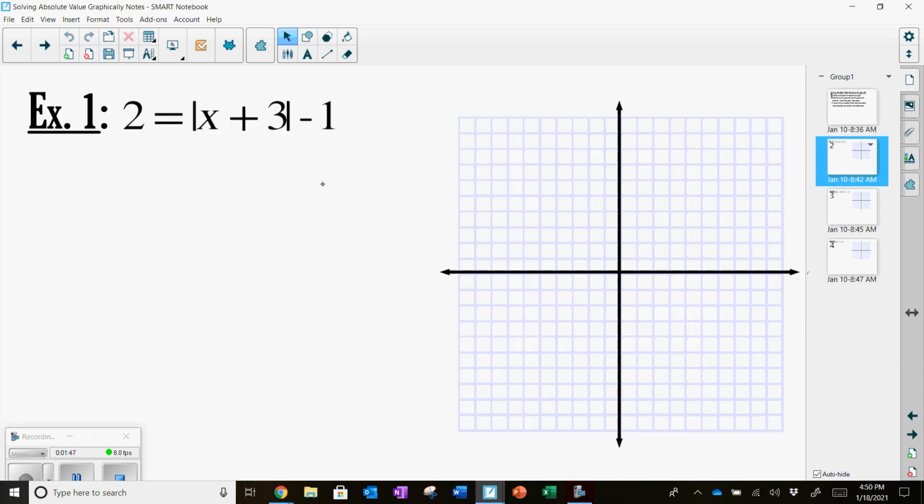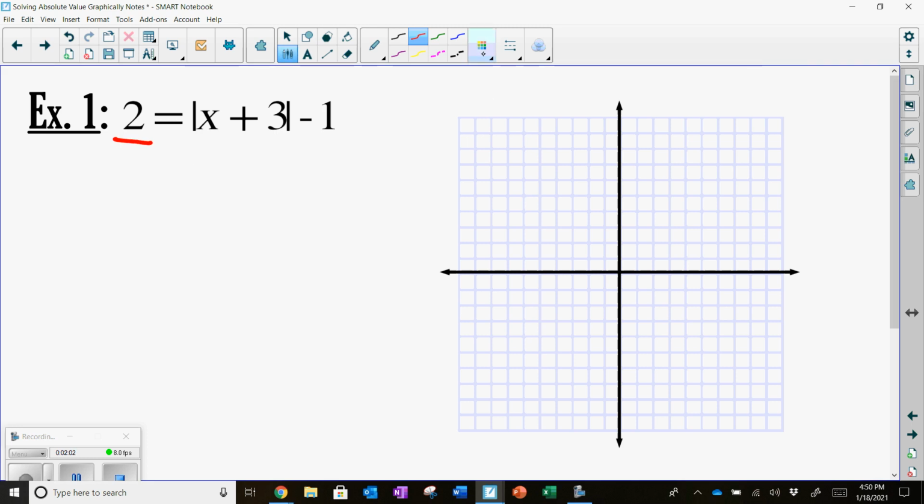So let's click on over to the first one here. Example one, we have the equation 2 equals the absolute value of x plus 3 minus 1. All right, so let's make this one red and this one blue for no other reason than the red one came first. So if I'm going to do this graphically, I want to draw a line where y equals 2.